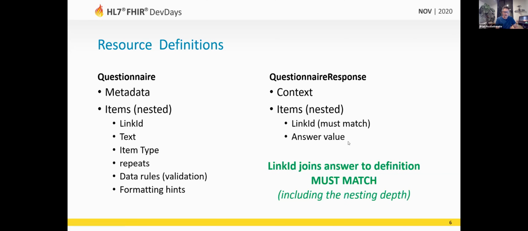I don't think I'll mention this enough, and I'll probably mention it at least two more times. The link ID must match between the questionnaire response and the questionnaire, including the nesting depth. So if we've got a tree on the left in our questionnaire, we should expect to find a tree on the right with the questionnaire response.